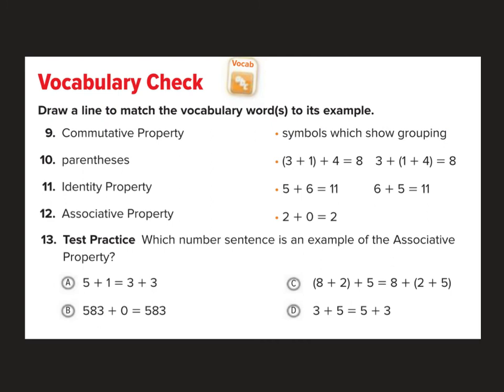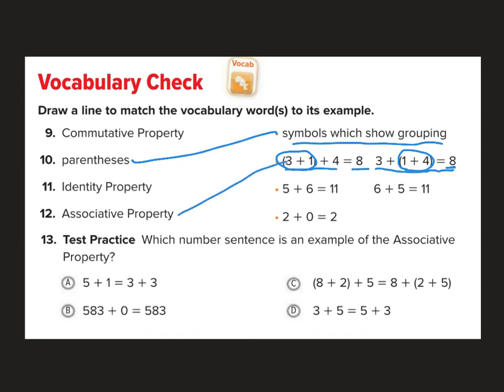All right, let's do the quick vocabulary check here. Draw a line to match the vocabulary words to its example. Okay, so symbols which show grouping are called parentheses. Okay, here we have 3 plus 1 plus 4, where I do 3 plus 1 first, and 3 plus 1 plus 4, where I do 1 plus 4 first, showing I get the same sum or answer. It's called the associative property, and I notice those grouping symbols. That's really the key example of associative property.